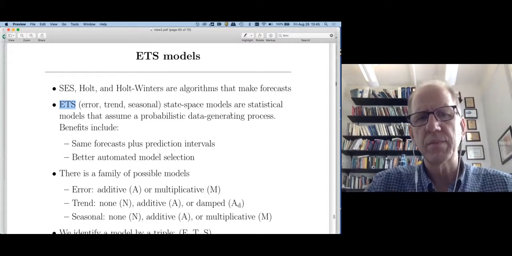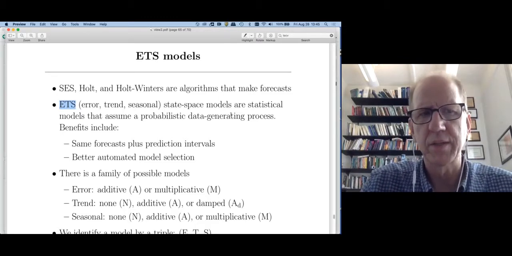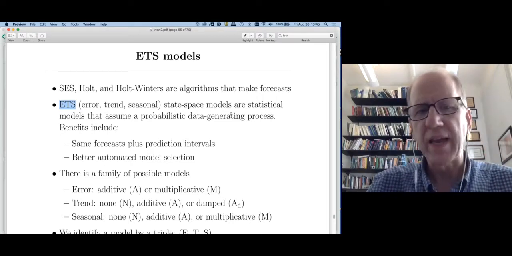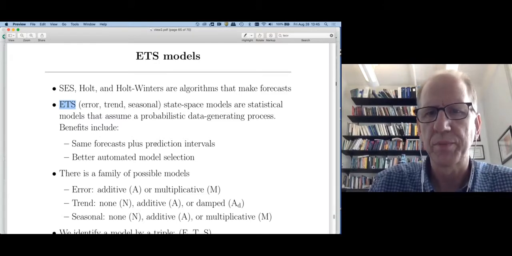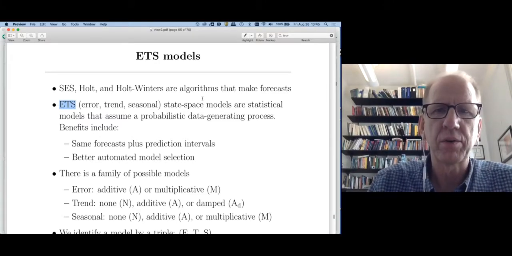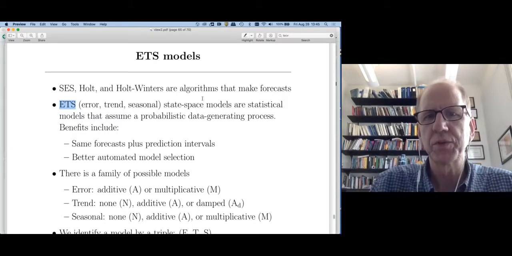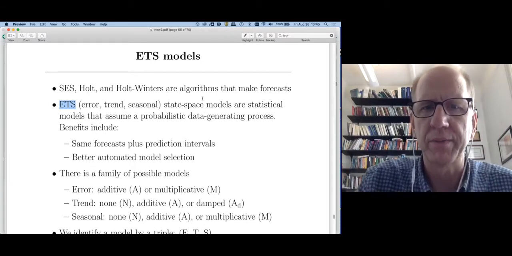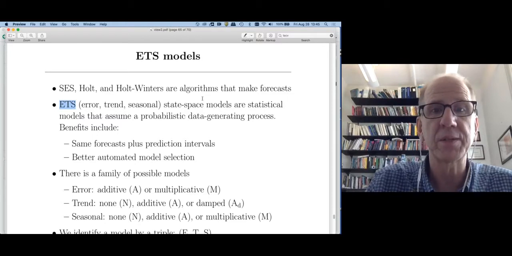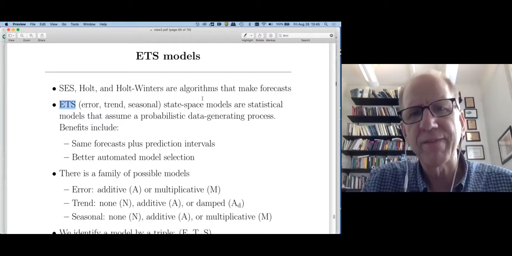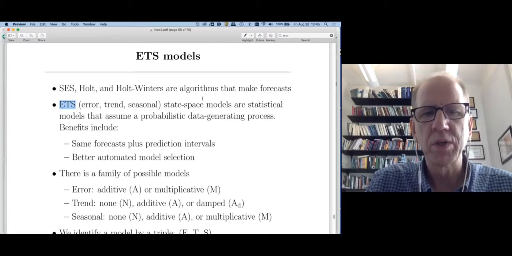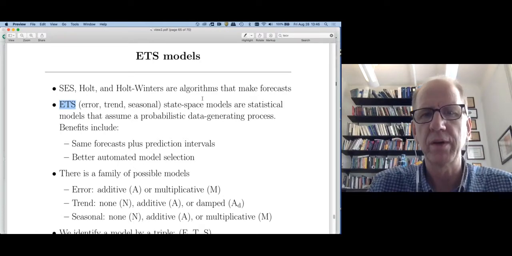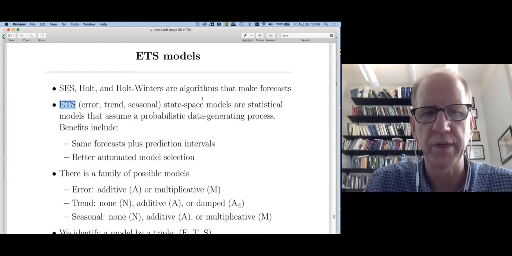Now, these more general models, these ETS models that subsume everything, have a number of advantages. The first is that they allow us to make prediction intervals. The previous methods were just algorithms, and we were getting prediction intervals when I was making the plots in R, but I didn't show you how to get those from the algorithm. That really has to come from these state space models. The second big advantage is a more general process for automated model selection. So these are very powerful models that we're covering here.